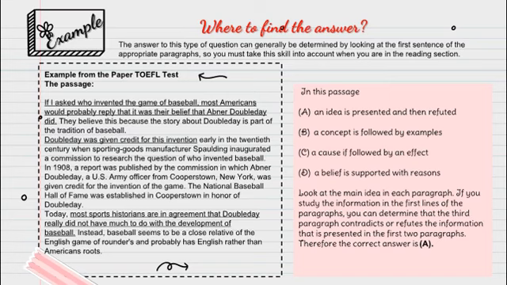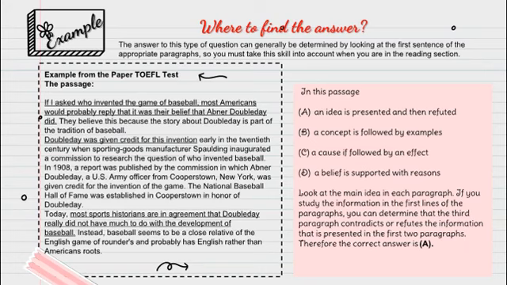The National Baseball Hall of Fame was established in Cooperstown in honor of Doubleday. Today, most sports historians are in agreement that Doubleday really did not have much to do with the development of baseball. Instead, baseball seems to be a close relative of the English game of rounders and probably has English rather than American roots.